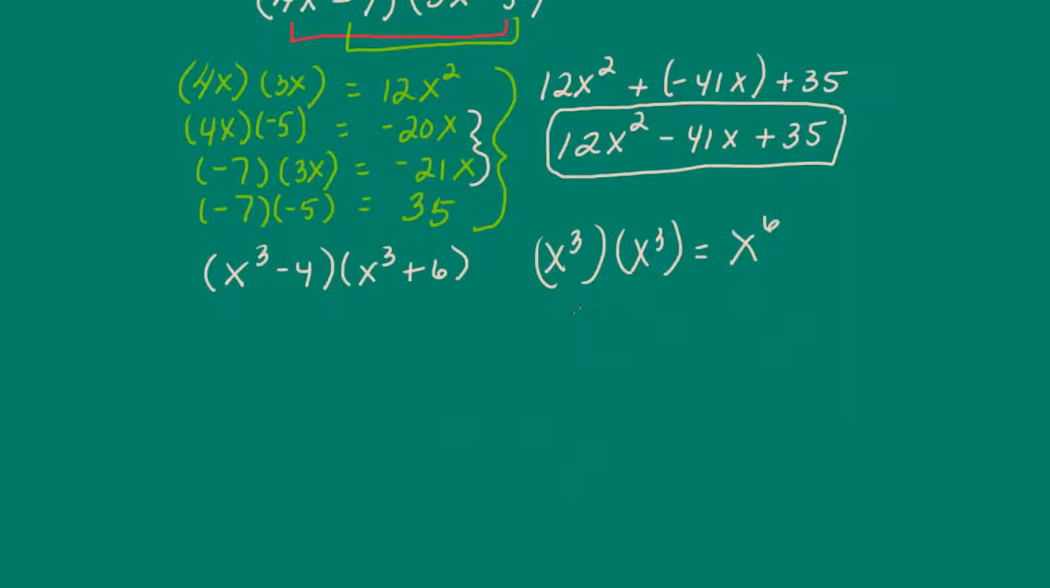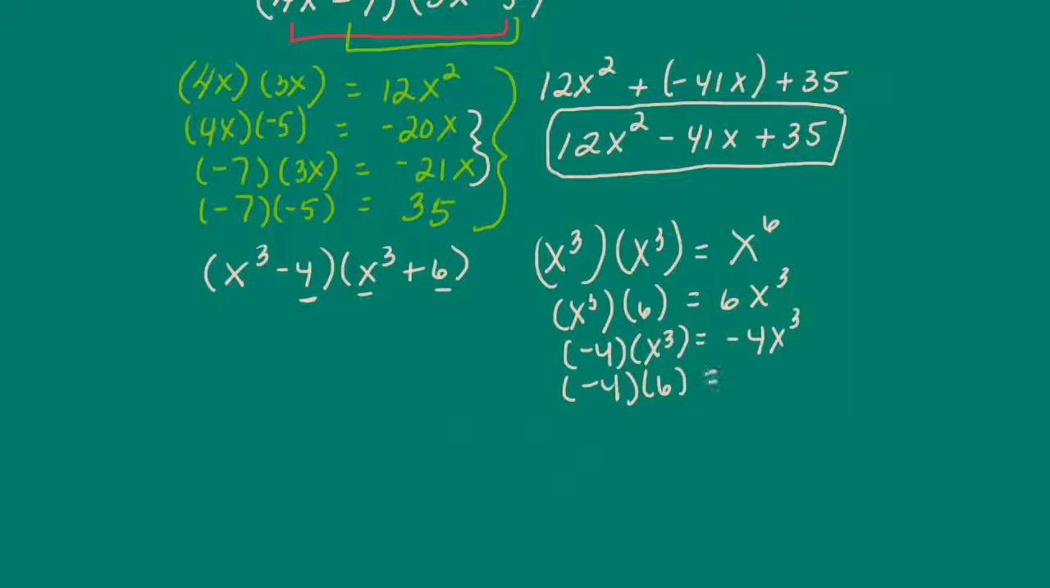Next, let's go ahead and multiply the outside terms, and that's going to be x cubed times 6, and that's going to give us 6x cubed. And then we'll multiply the inner terms, so that's a negative 4 times x cubed, and that gives us a negative 4x cubed. And then finally our last terms, a negative 4 times 6. So a negative 4 times 6, that gives us a negative 24.